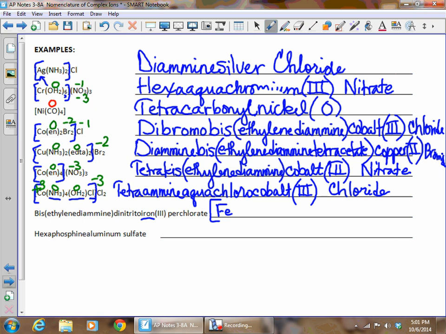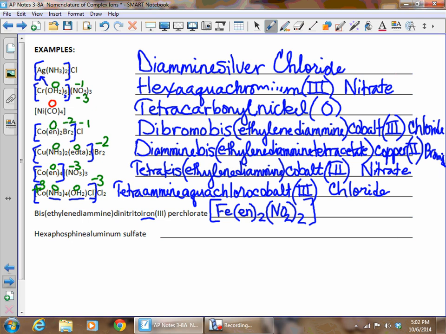So we've got bis ethylene diamine. Remember, ethylene diamine is given the symbol little e, little n, and bis stands for 2. Dinitrido, if you look back on the previous page, nitrido is NO2. And it says there are 2 of them, dinitrido. So we're going to put a 2 after it. And looks like that's all that's in the coordination sphere. So we're going to close the brackets.